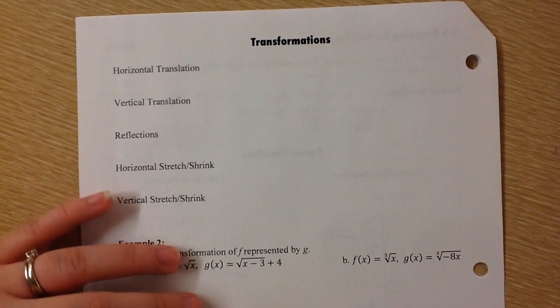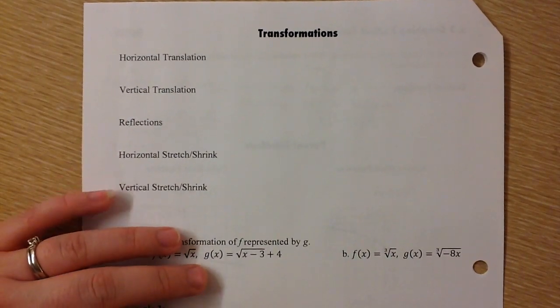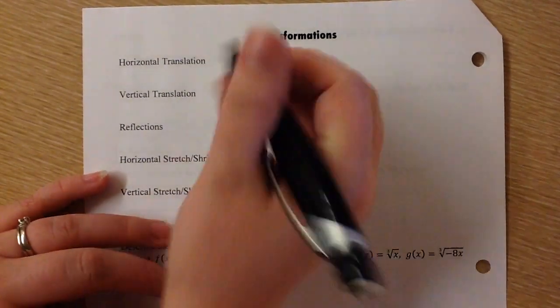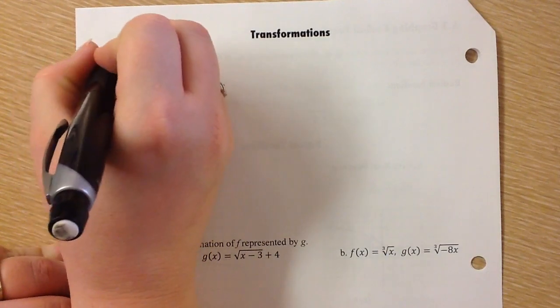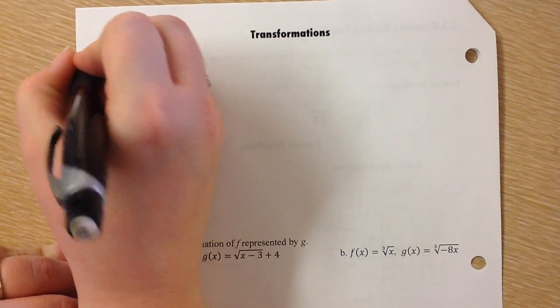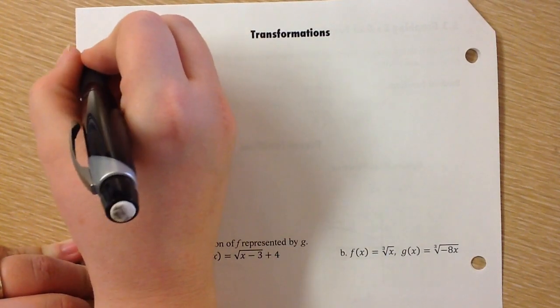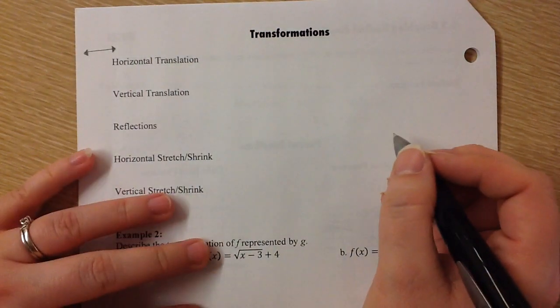All right, so now our transformations. We're going to go over transformations one more time. I'm sure you're probably getting sick of these. Horizontal translations. Horizontal is left and right. Again, those work backwards.